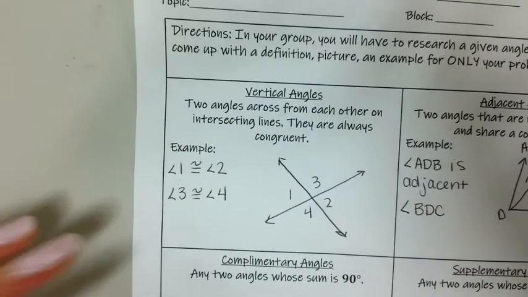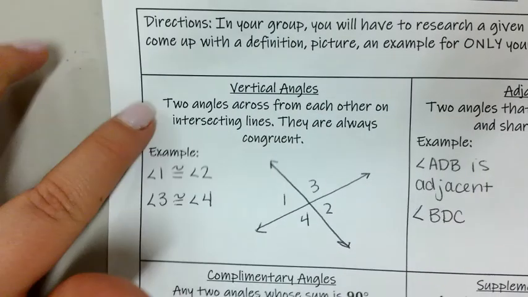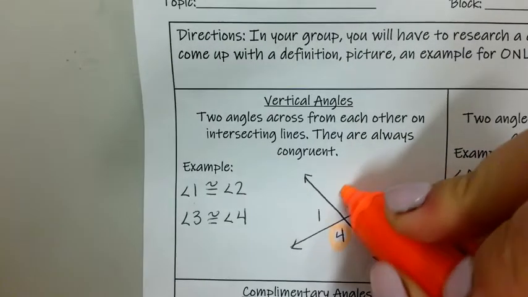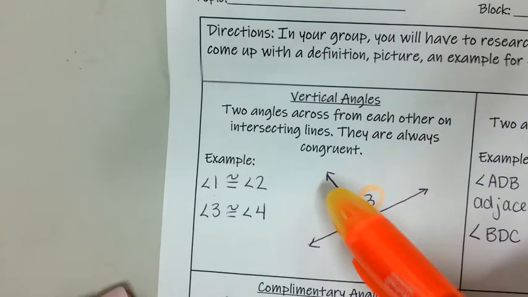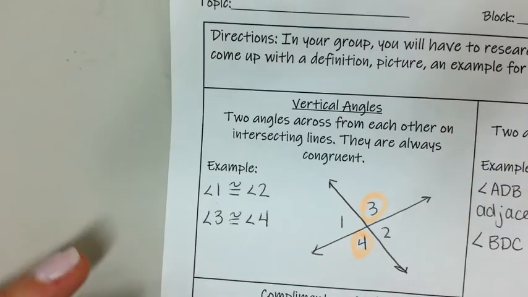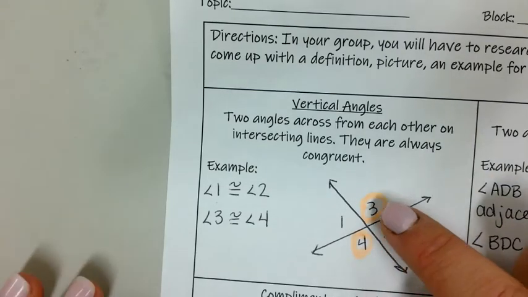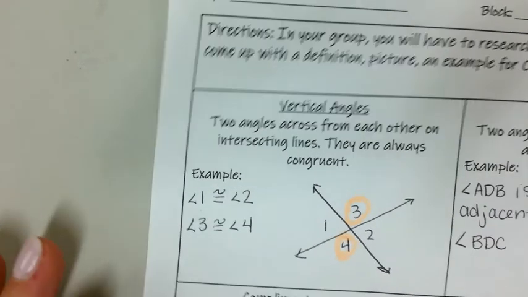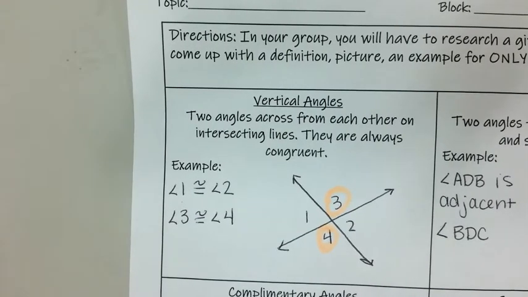So the first thing that we're going to talk about is vertical angles. These are angles that are across from each other. So for example, angles 4 and 3 are vertical angles because they are across from each other. When you have two lines that intersect, the angles that are across, in this instance 3 and 4 and 1 and 2, are vertical angles. So they're the same measurement. Remember, you can pause the video to copy down the notes if I'm going too fast.